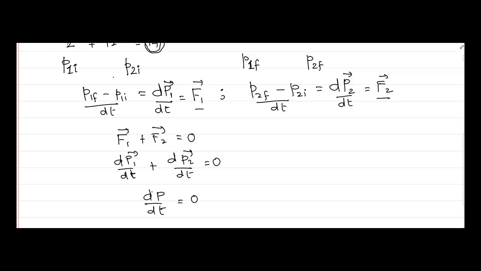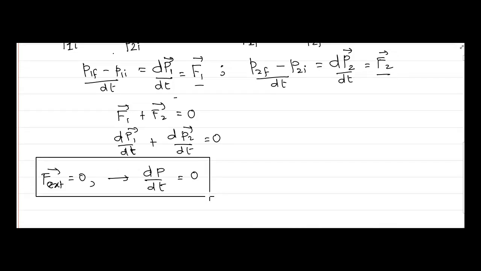dP represents change in momentum. The change in momentum is 0. And that happens when there is no external force acting on the system. As we saw, F1 and F2 were the internal forces which came into play. And when we have that situation, when F external is equal to 0, we can say dP by dt equal to 0. That means the total momentum of the system remains constant as dP is equal to 0. So this is the mathematical expression for the law of conservation of linear momentum. Thank you.